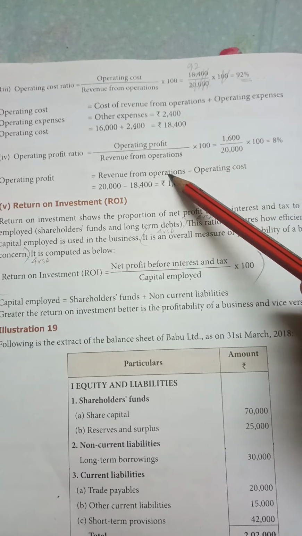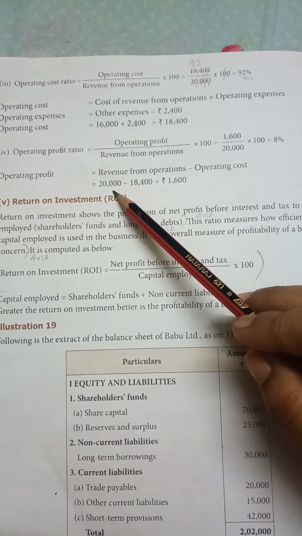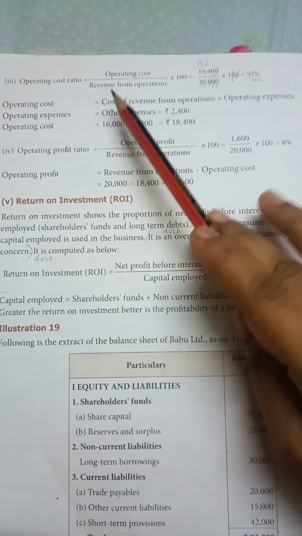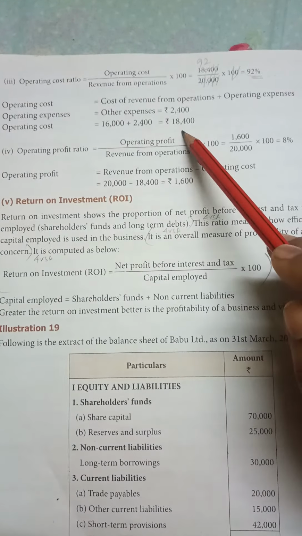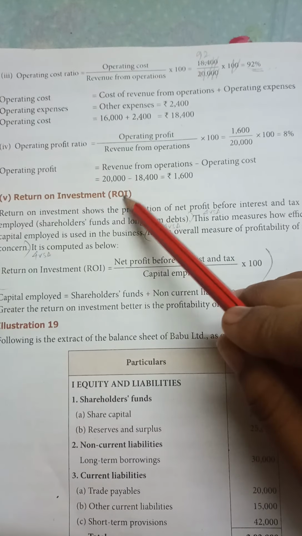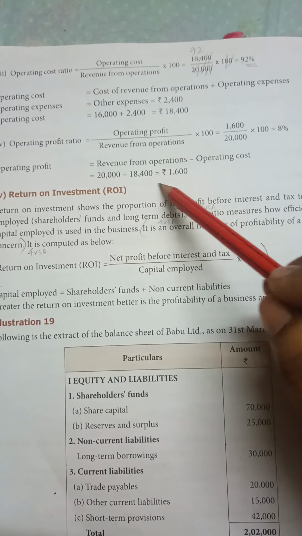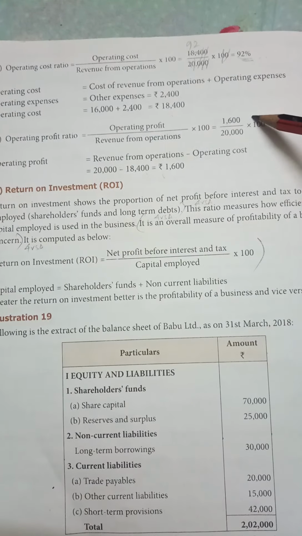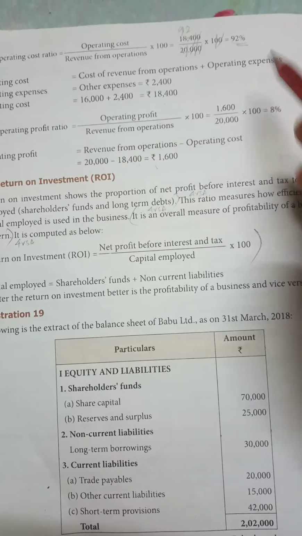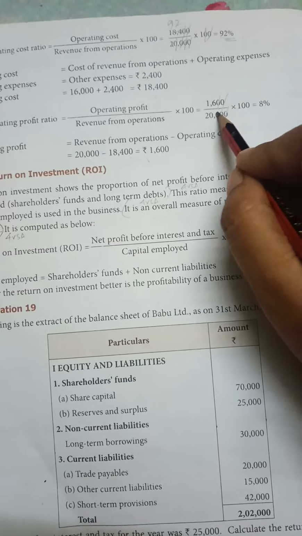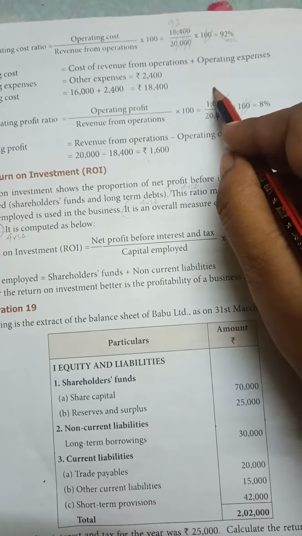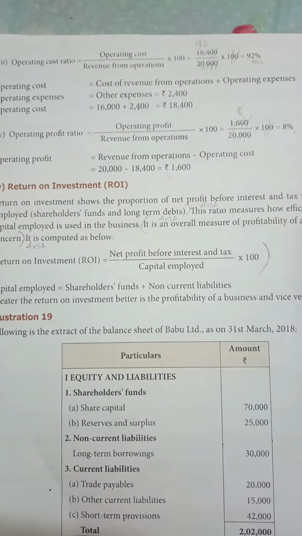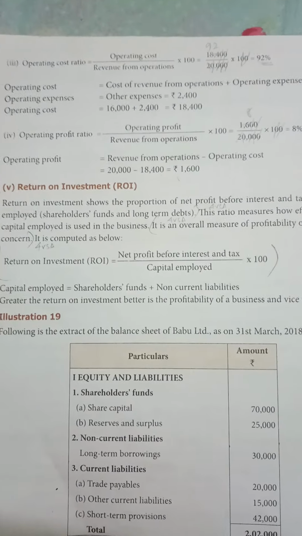So we already have revenue from operations as 20,000, the sum itself, minus operating cost, which we found out while calculating the operating cost ratio, which is 18,400. So 20,000 minus 18,400, we'll get 1,600. This is your operating profit. So 1,600 divided by 20,000 into 100. Again you cancel these, you get 8%. So this is how you have to calculate your operating profit ratio.